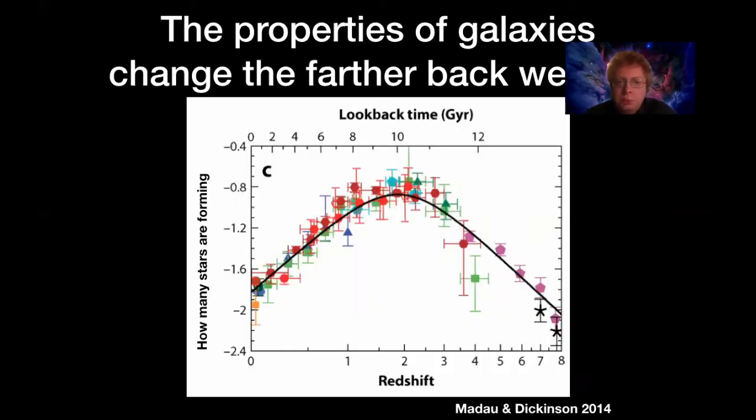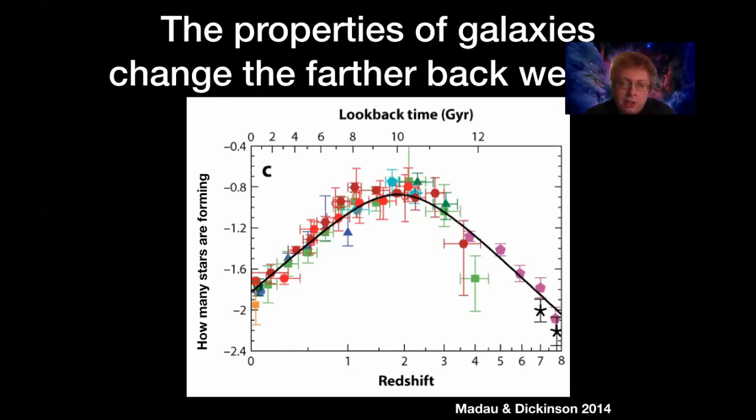So if you do this for many, many galaxies, what you'll find is that their properties on average change the farther back in time we look. So this graph here is showing a thing we can measure about galaxies, which is how many stars are forming at any given time in that galaxy. And it's averaged over many, many galaxies at many different distances from Earth. So on the top axis, you can see that they're giving the look back time, so how long ago the light that we received was actually emitted.